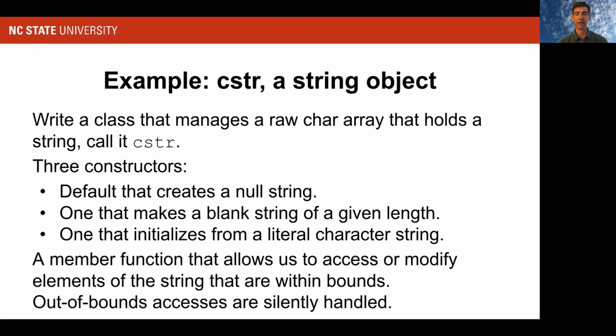So we're going to write a class that manages a raw character array that holds a string, and we're going to call this C string. And there are three constructors that we're going to add to this class. One, a default that creates a null string. One that makes a blank string of a given length, and another that initializes our object from a literal character string. We'll also add another member function that allows us to access or modify elements of the string that are within bounds. And out of bounds accesses will just be silently ignored.